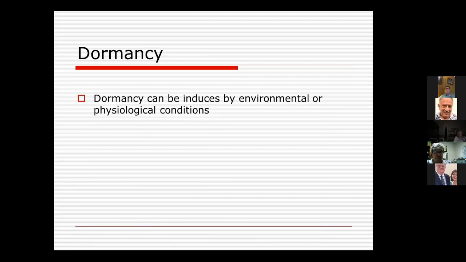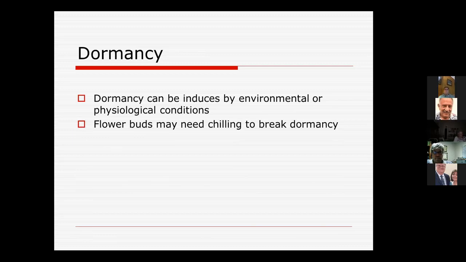Others could be physiological, meaning that the chemical balance is not right within the plant. There's some inhibitor in the plant that needs to be released. And that's what we look at with flower buds that are formed in the fall and then released in the spring. Particularly flower buds that are produced in the fall and the winter may need a certain amount of cold weather or cool weather to break that dormancy.